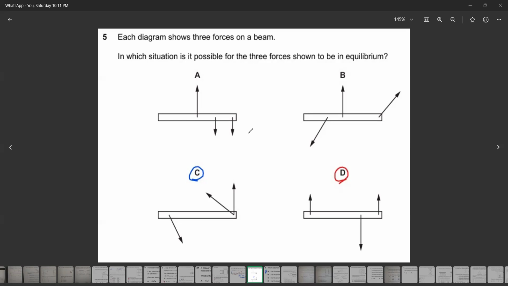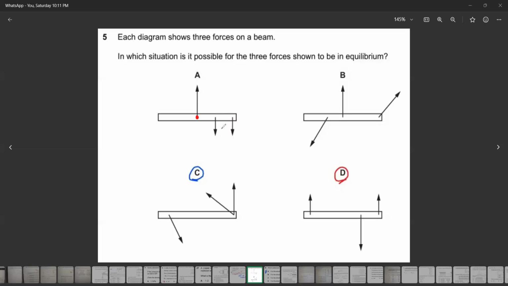So the pivot is not given to us. You can consider the center as a pivot, but I have to consider the same point as a pivot. Let's say I'm considering the center as a pivot. First thing, the upward force should be equal to the downward force, meaning the length of these two arrows must be equal to the length of the upward arrow, which looks the same.